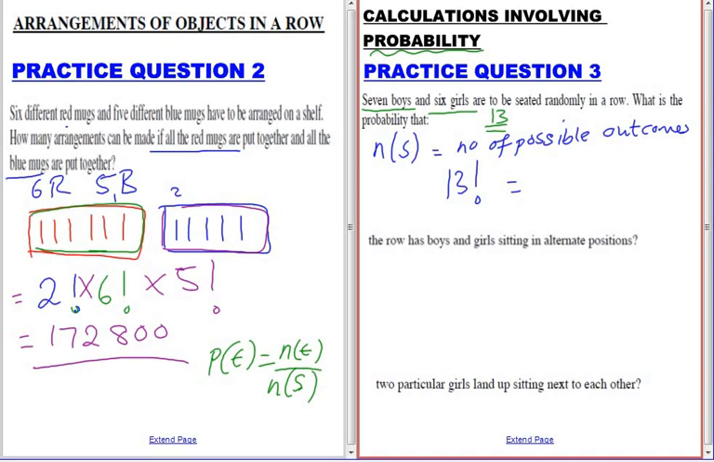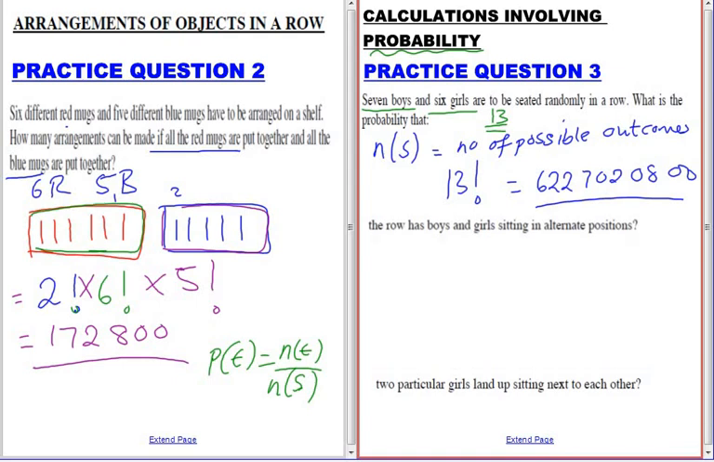So let me just get it on my calculator quickly. Oh, this number is just impossible, like this one. Okay, that's a lot. 702 some 0800 like that. So that's 13 factorial. I believe I'm going to use it as 13 factorial. It will work better for me. Okay, so now since we know the n(S) part, we can now find out what they want. So we want to find out the probability that the row has boys and girls sitting in alternate positions. Okay, we just learned how this is done.